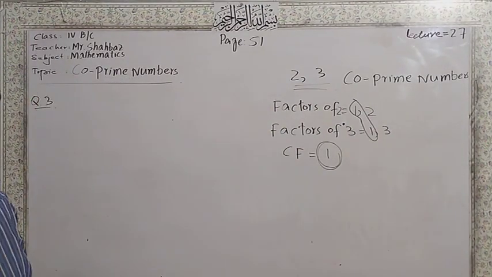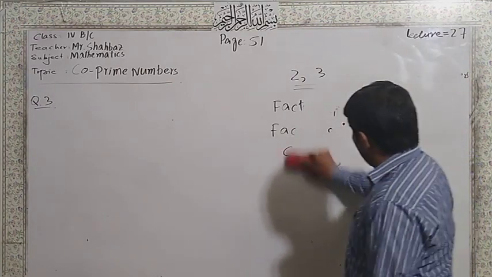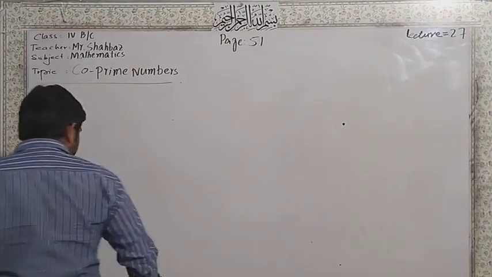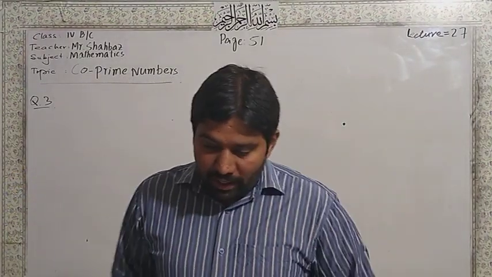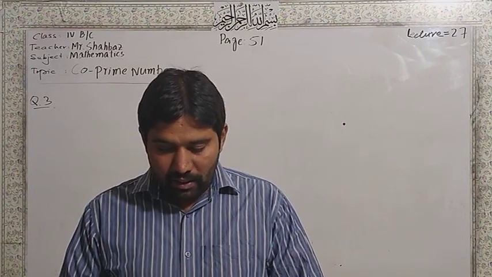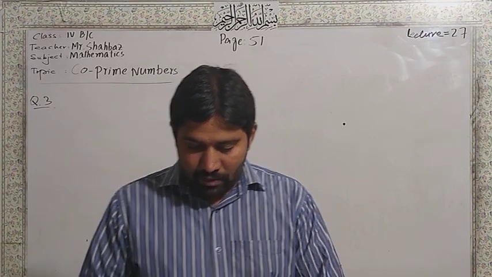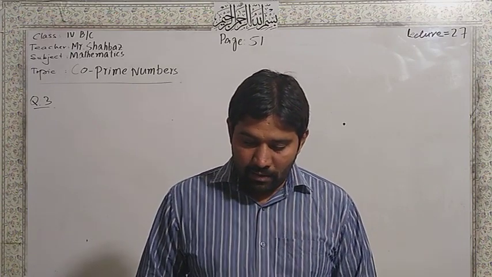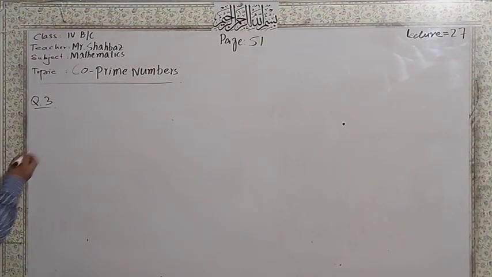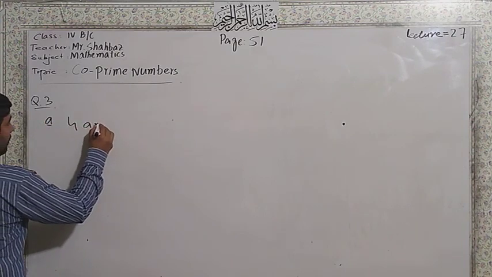Let's start our question. Question number 3. Look at these pairs of numbers and circle the pairs that are co-prime numbers. Part A, 4 and 8.